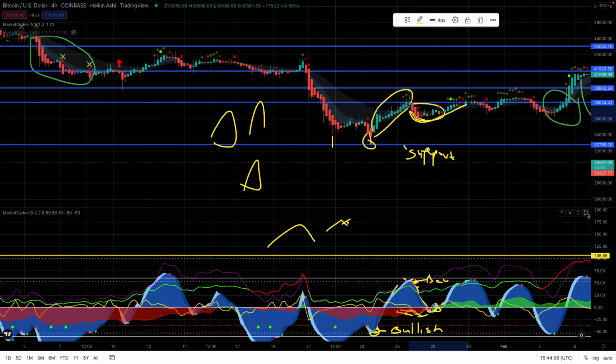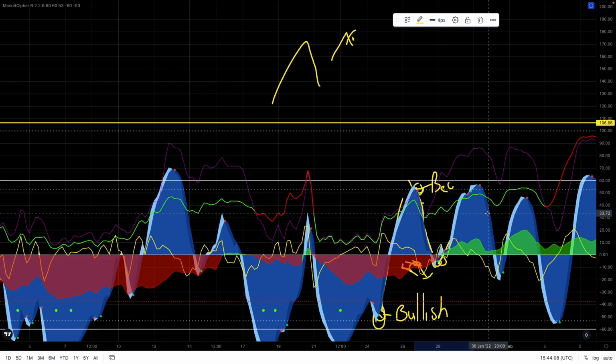Our oscillators are showing us the direction of an asset. So if we are heading towards a resistance, there's either going to be a downtrend or an uptrend. How do we get a downtrend and how do we get an uptrend? It depends on two things with Market Cipher: momentum and money flow. So let's see what happened here.